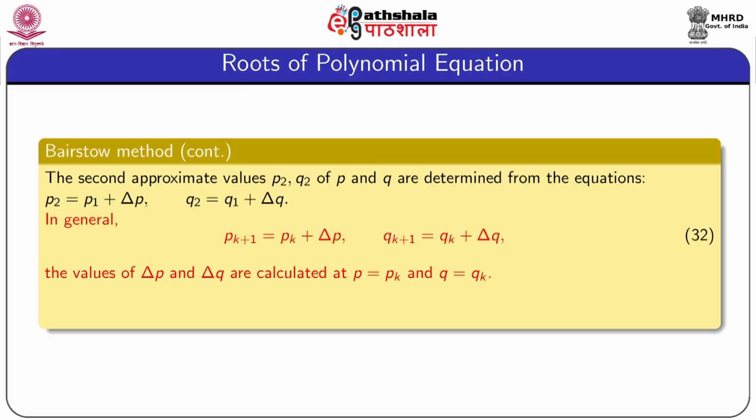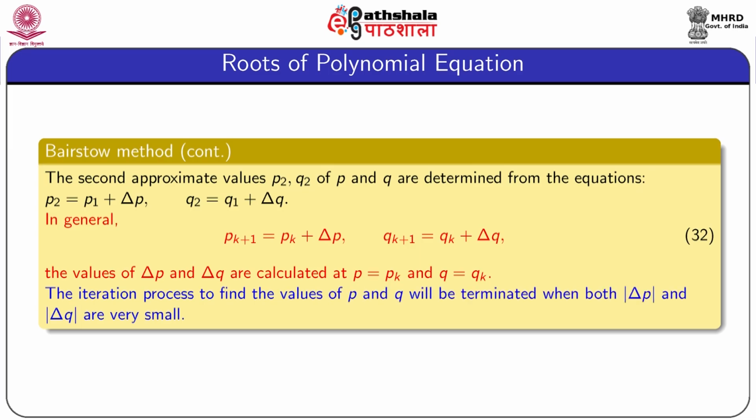In general, the k plus 1 iterated value of P is Pk plus 1 equal to Pk plus delta P, Qk plus 1 equal to Qk plus delta Q, where the values of delta P and delta Q are calculated at the previous iterated value, that means at Pk and Qk. The iteration process to find the values of P and Q will terminate when both the absolute value of delta P and absolute value of delta Q are very small, that means they are very close to 0, that means the amount of error is 0.